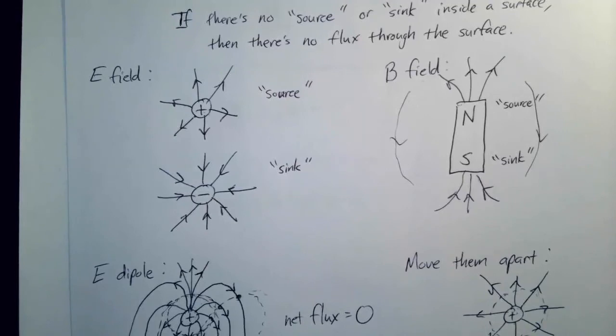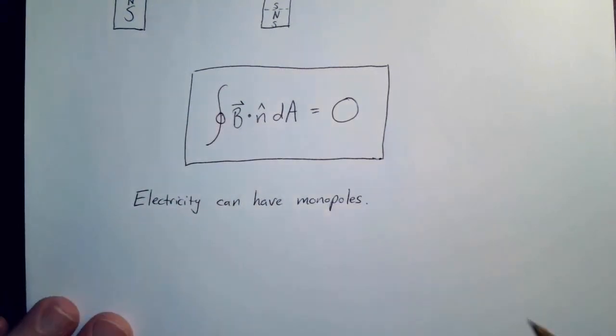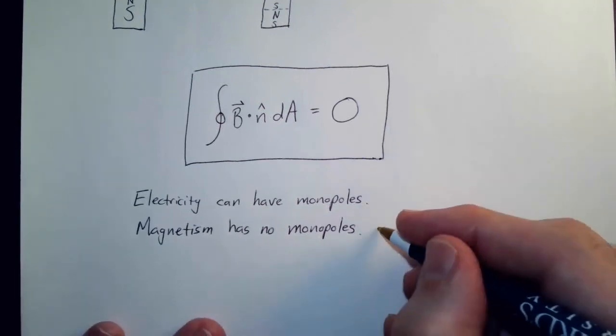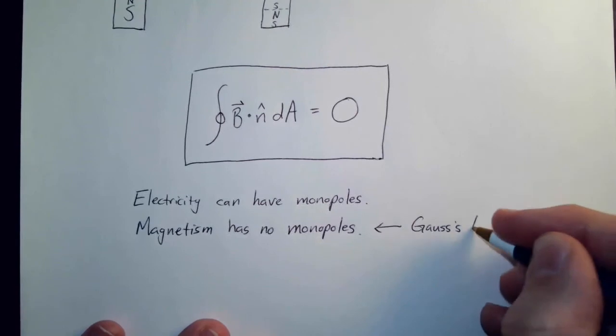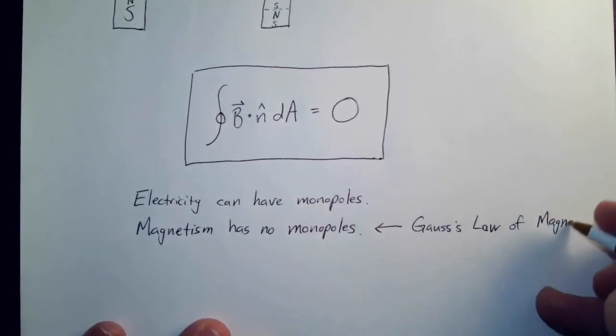Magnetic field, on the other hand, you cannot have a source or a sink that exists by itself. And so magnetism has no monopoles. And this is effectively another statement of Gauss's law for magnetism. Another way of wording it is that magnetism has no monopoles.